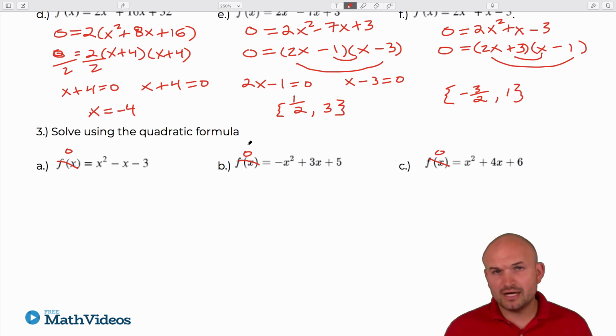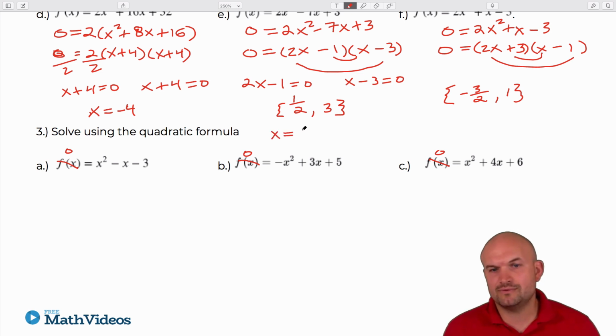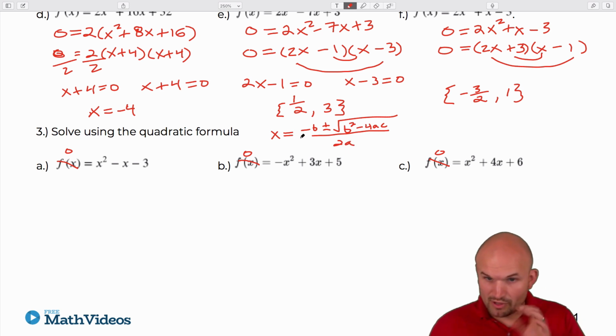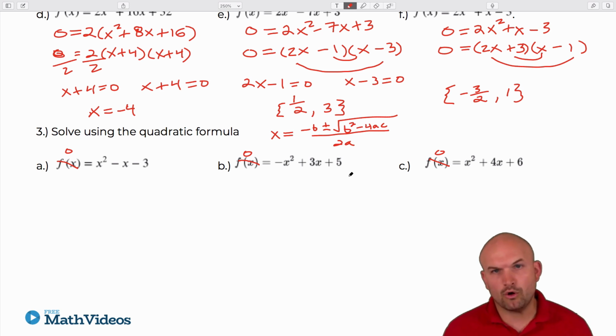Now to remember, to solve using the quadratic formula, we got to know what the quadratic formula is. So let's just quickly review that. X equals opposite of b plus or minus the square root of b squared minus 4 times a times c, all over 2 times a. So it's important everything is divided by 2a. And it's also just really important to use your order of operations. That's where a lot of students will get mixed up.